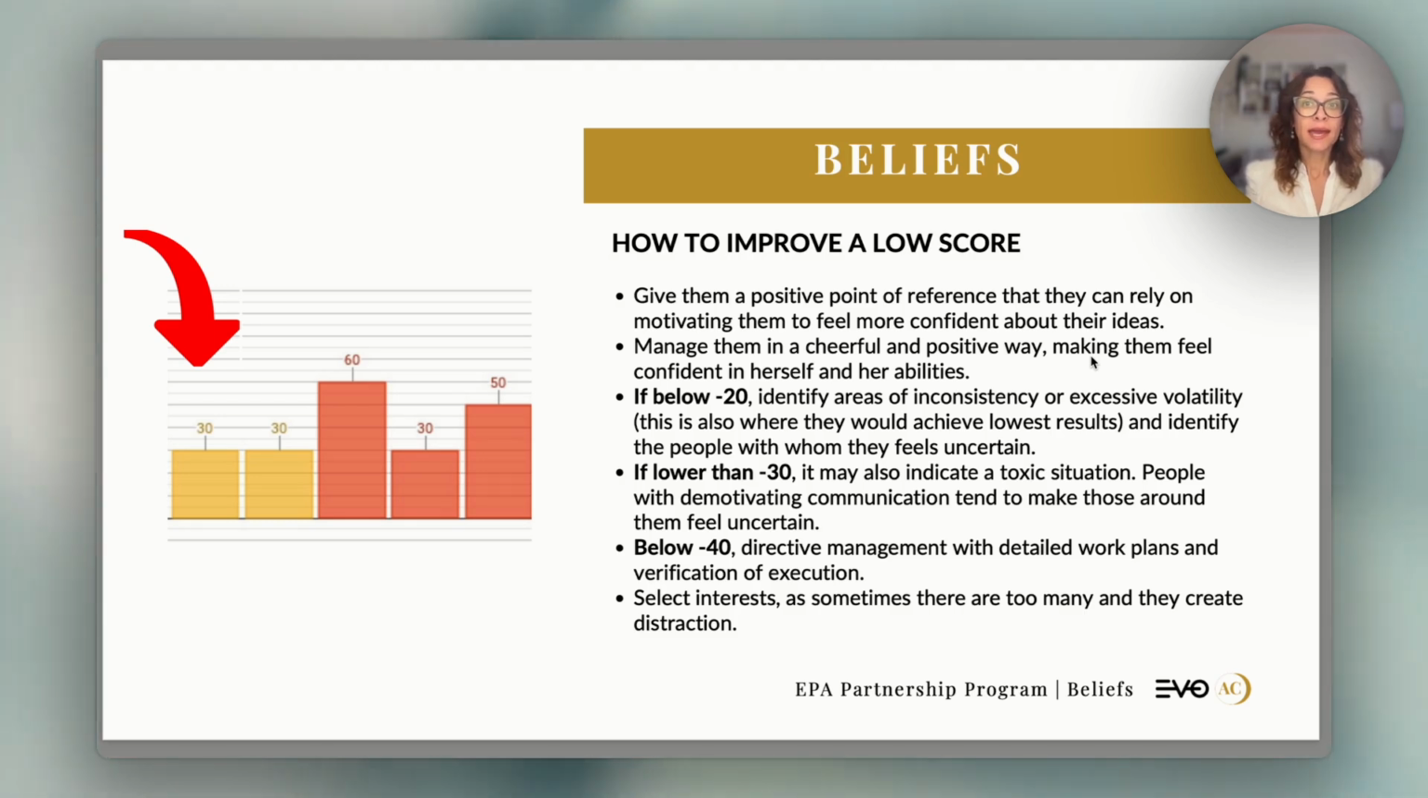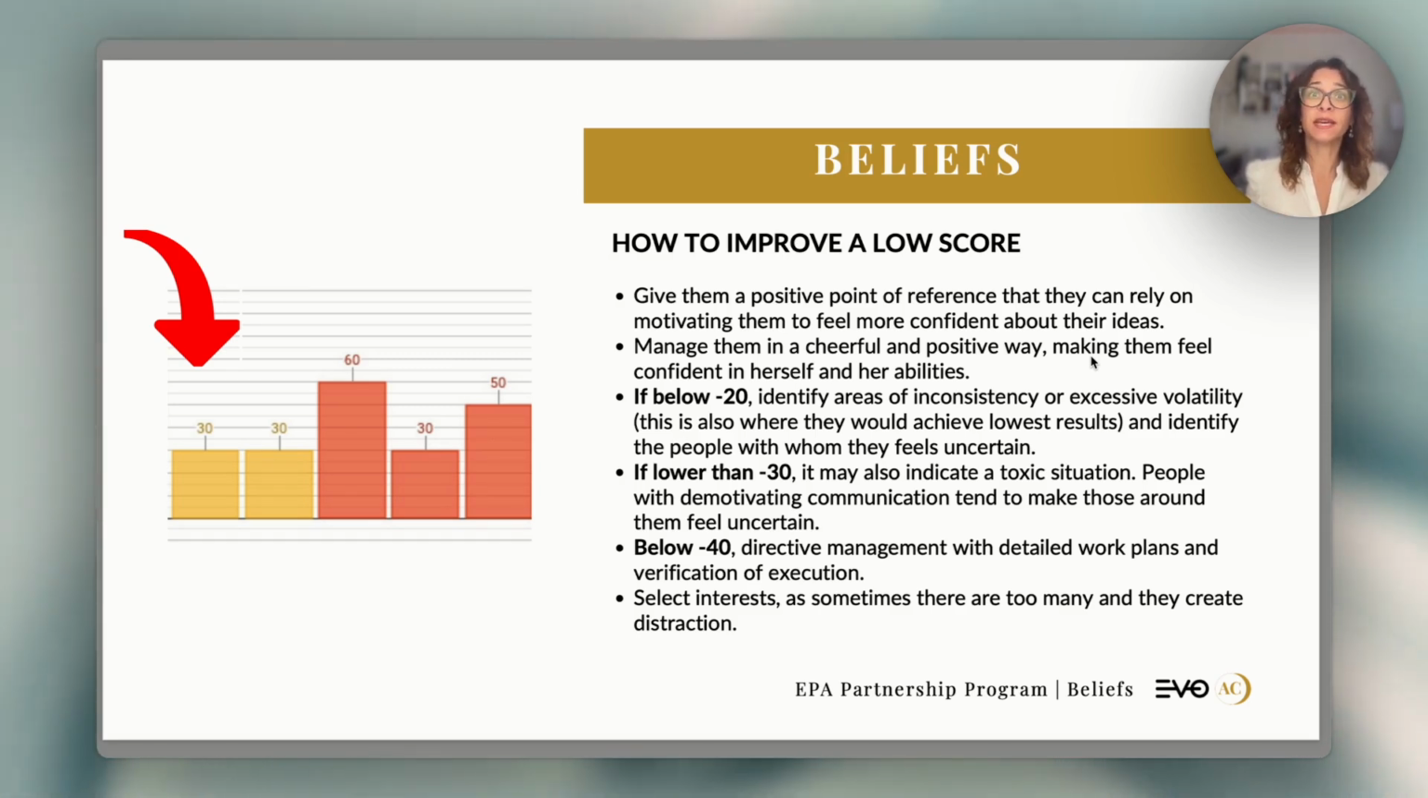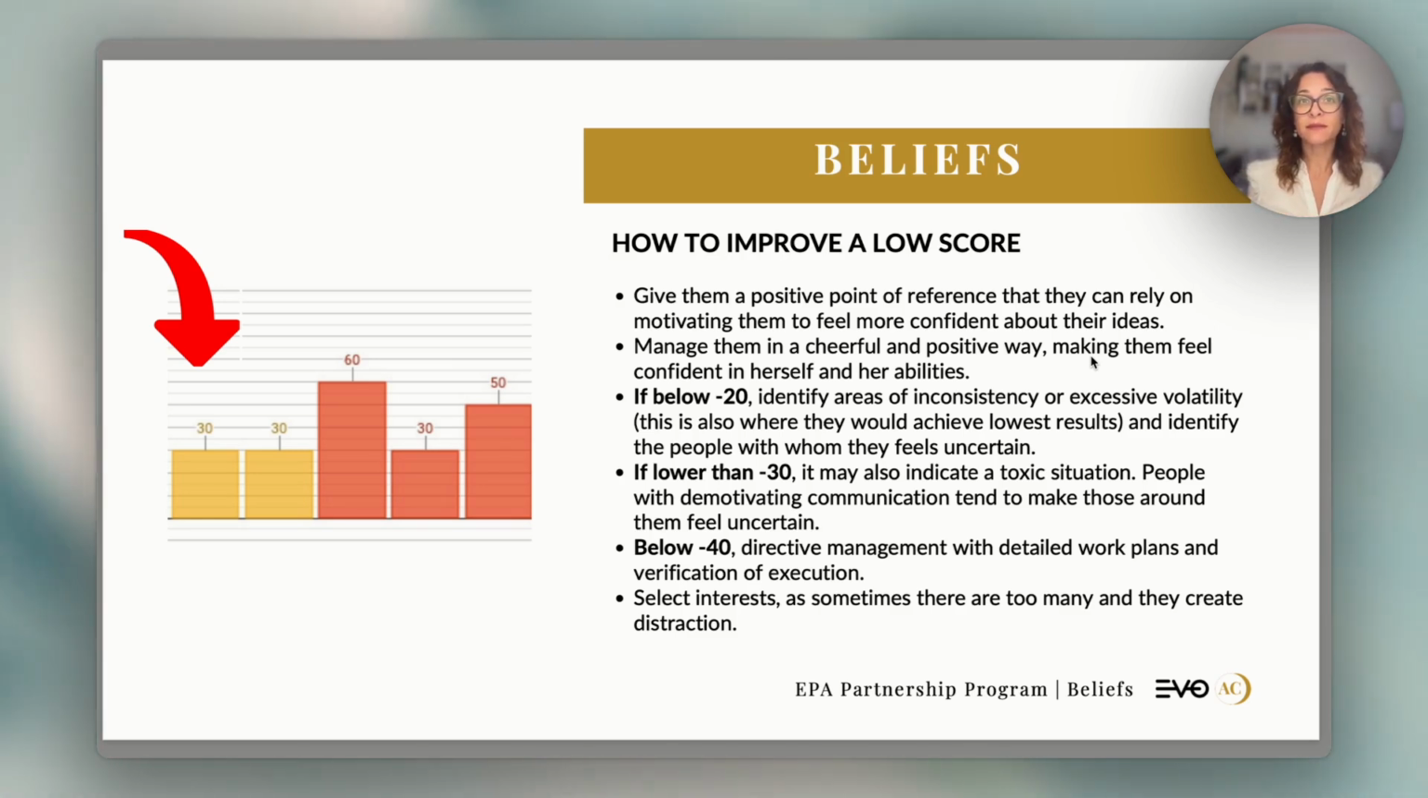When you have a belief trait below 40, it is really difficult to get your client to change towards their desired direction. So you might have to step in with a more authoritarian and directive role with detailed work plans and regular check-ins and verification of execution, because these people might have toxic relationships around them, they're extremely reactive, and they don't have a good relationship with accountability. So we might have to babysit them a little bit.